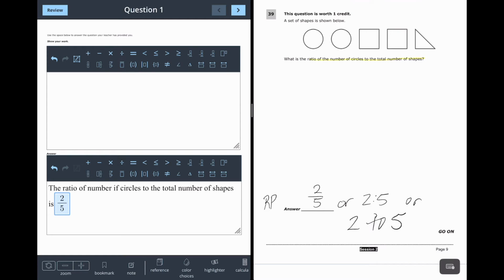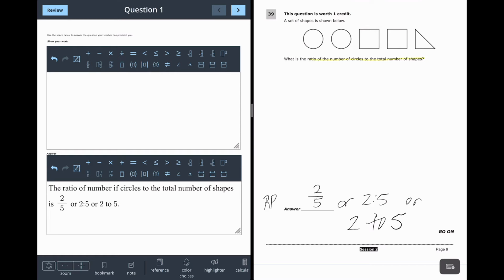2/5 or 2/5 or 2/5. And that's it. That's all I would really write down for this one. So again, if you have any of those three, then you get full credit, and I would literally just type a full sentence with my 3 answers.